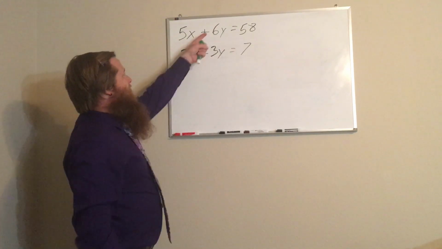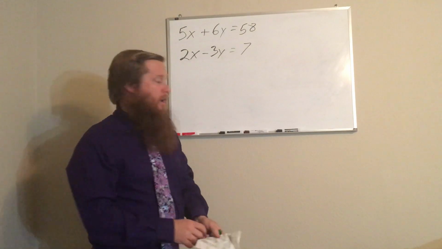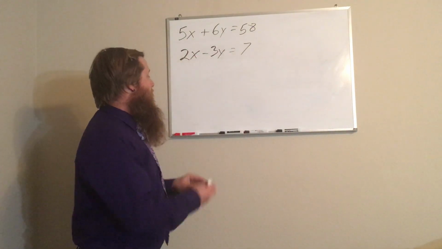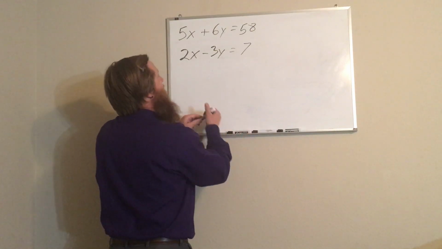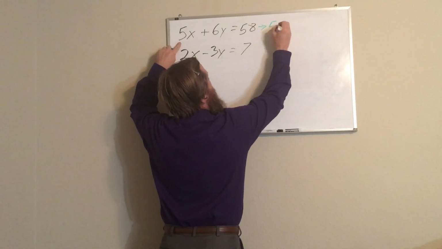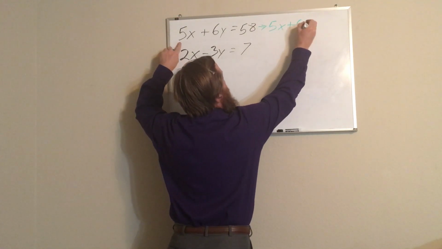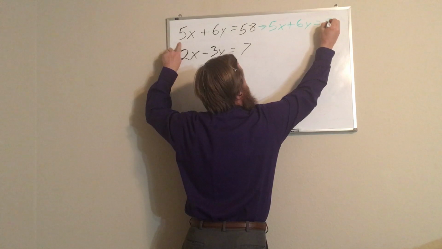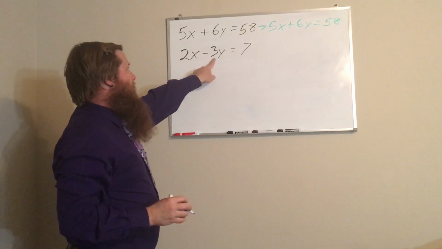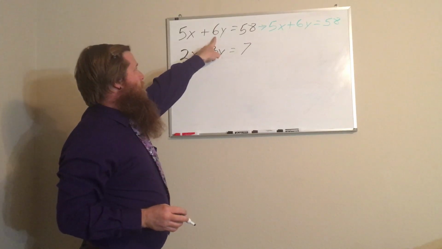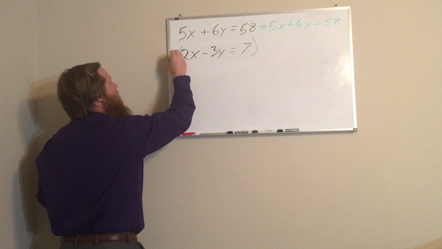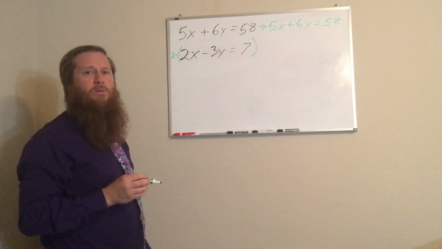Now I notice that 6 and negative 3 have a common multiple. The least common multiple is actually 6. So what I'm going to do is leave the top equation the way that it is written, and I'm going to write 5x plus 6y equals 58. Now the bottom equation, I want to change this 3 so that it eliminates with this 6. So I'm going to actually multiply this entire equation times 2.